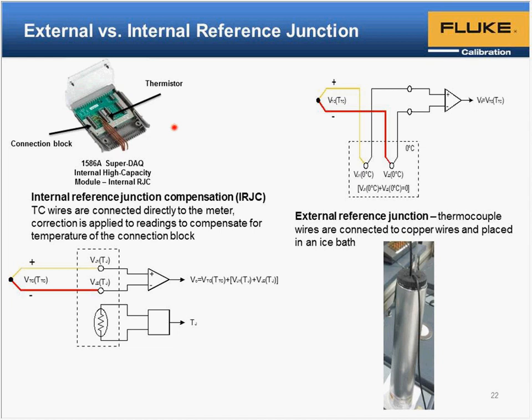But the key here is that we need to know the temperature of this junction so that we can compensate for it. So sometimes these are called reference junction compensation circuits. Here is more of a schematic diagram showing the temperature sensor, where we connect thermocouple wire to copper, which is connected to the wiring system and goes to the op amps and everything that are inside of a voltmeter. So an internal reference junction. Now, these typically have much higher uncertainties than a controlled reference junction, like an external reference junction, where we are connecting thermocouple wire, shown here in red and yellow.